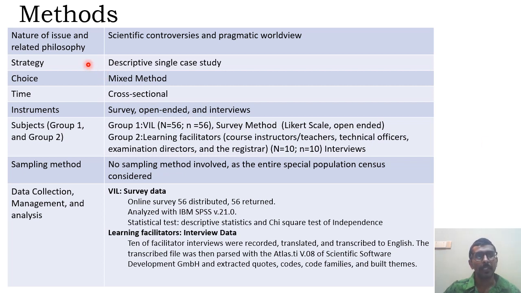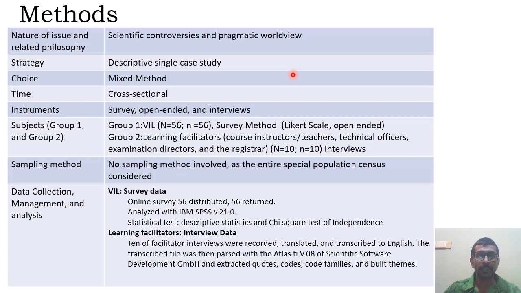Methods, nature of the issue and the related philosophy, scientific controversies we have in this problem, and pragmatic worldview. Strategy, descriptive single case study. Choice, mixed method, time cross-sectional. Instrument, survey, open-ended and interviews. Subjects, we had two subject groups. Group 1, visual impaired learners, 56 members out of 56 population.